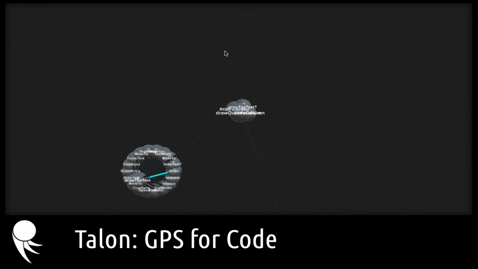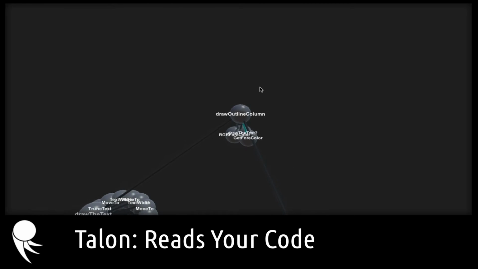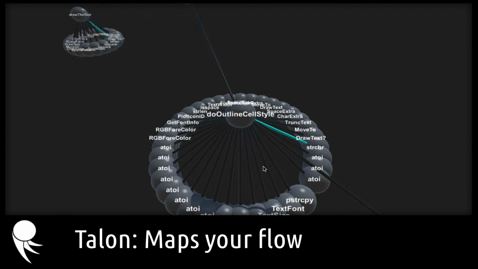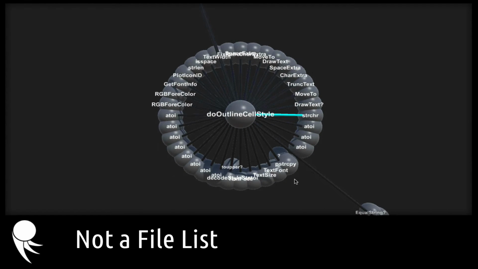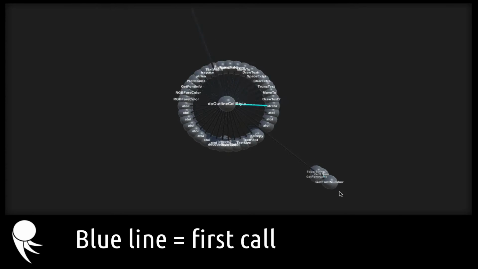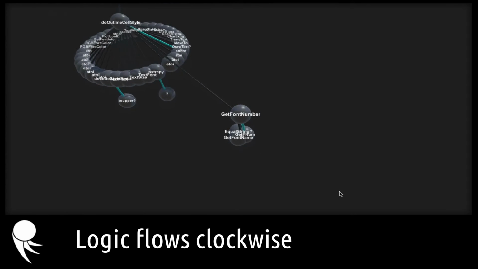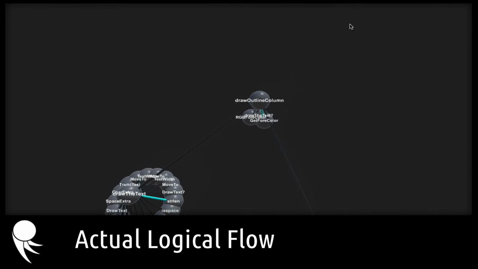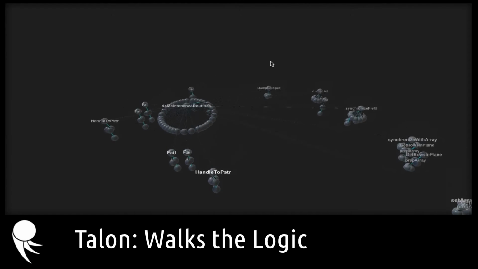Talon is a visual code mapping tool. It creates a massive 3D version of your code. It's easy to navigate and easy to understand. It follows the logical flow of your code. This is not a dependency list or just the functions in a file. This lets you visually inspect relationships and instantly know how your code actually works, even if the logic spans multiple files and folders. With Talon, you'll immediately know the answers to questions like, why did that number change?